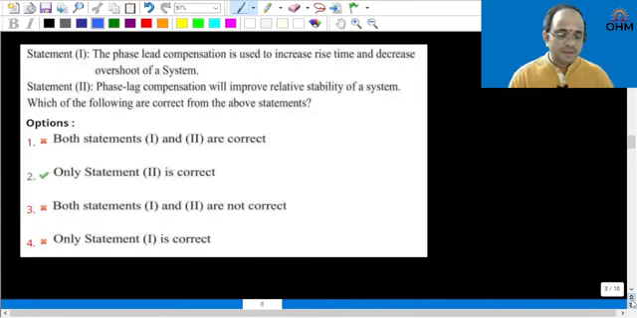Next, there are two statements given. From these two statements, we need to identify what are the correct statements.